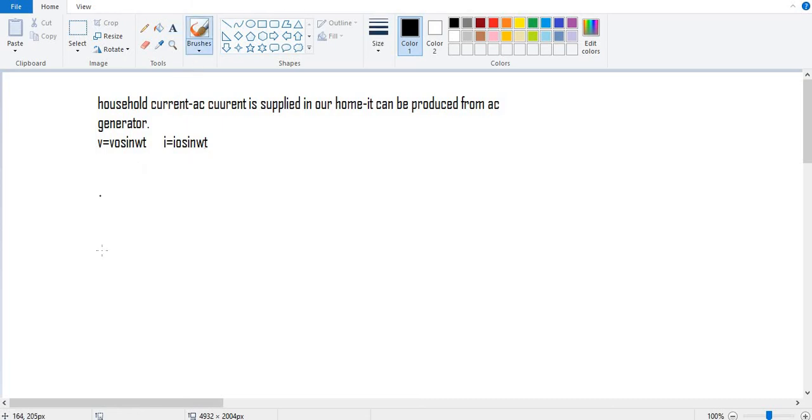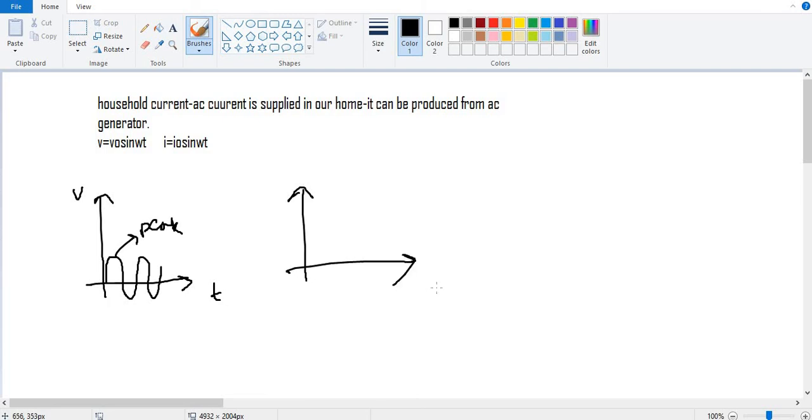What will the graph be for V is equal to V naught sin omega t? So here is t and here is V. It will be nothing but a sinusoidal wave. So this one, and this is the peak value. For time it will be t and here I, and it will also be a sinusoidal wave. So this is for I is equal to I naught sin omega t, and this is V is equal to V naught sin omega t. Hope this much is clear.